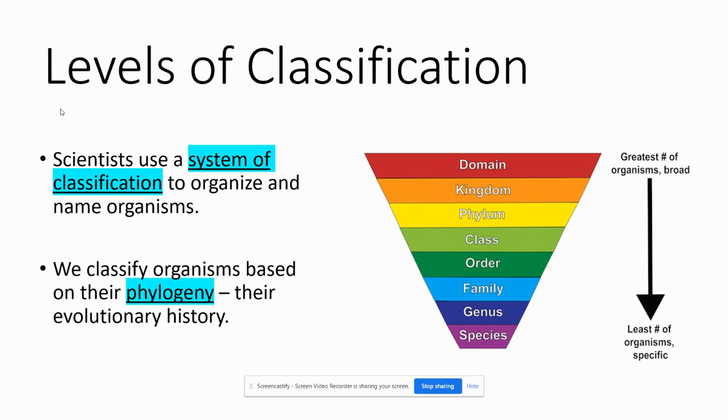When we're talking about a domain, we're talking about a bunch of animals, and the way that we have them divided is very broad. But when we get all the way down to species, it's a very specific way of dividing organisms.